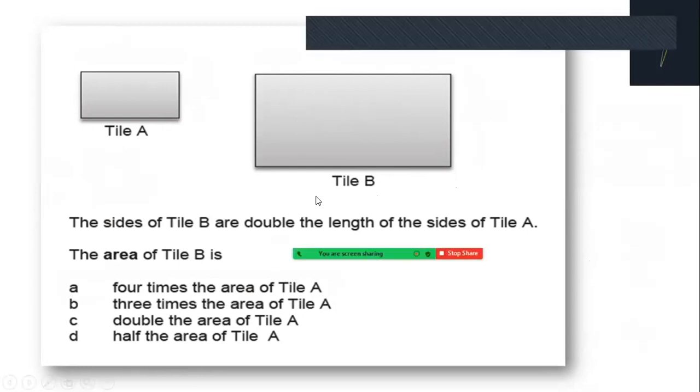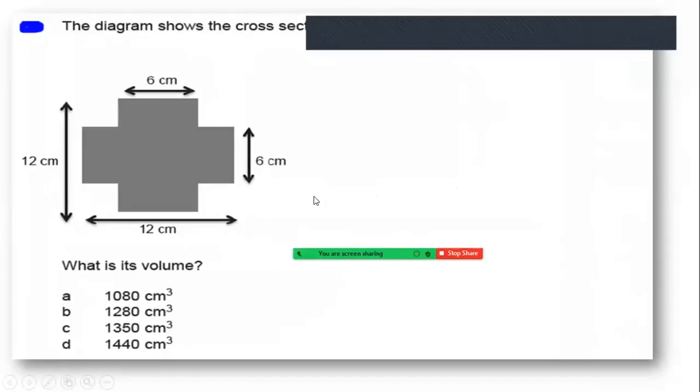All right, so let's look at the other question. This one is a little bit tricky, all right?